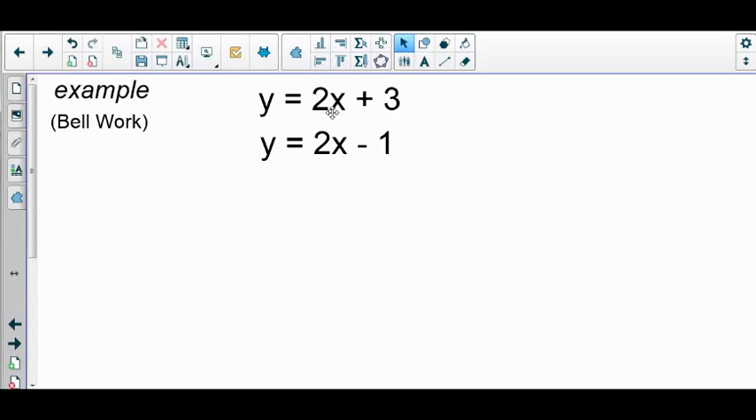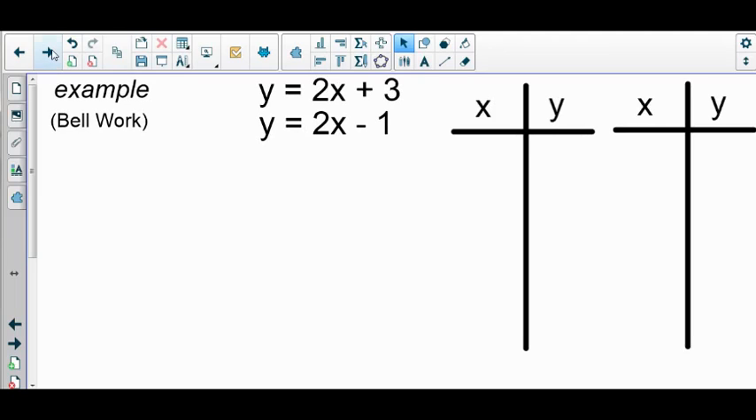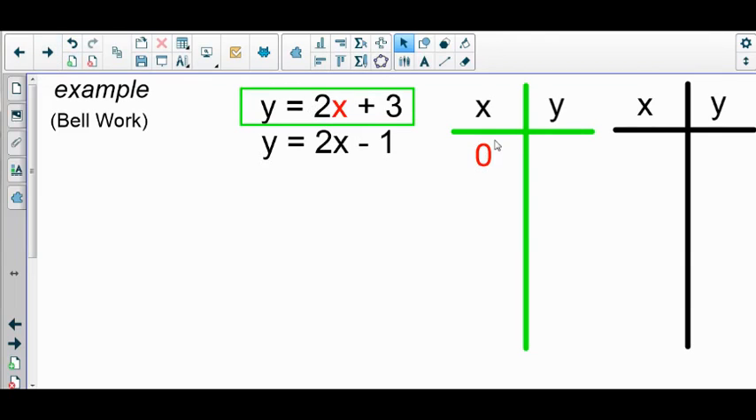I'm going to actually use a table to kind of illustrate a point here. I put a table for each one of these. This is a table for the first line. This is the table for the second line. Let's start with the first line. I'm going to go ahead and let x equal 0. I could have picked any number I wanted. As you know, there's an infinite number of combinations of x and y that will make this line true. So if x equals 0, 2 times 0 is 0. 0 plus 3 is 3. If x is equal to 0, y is equal to 3.